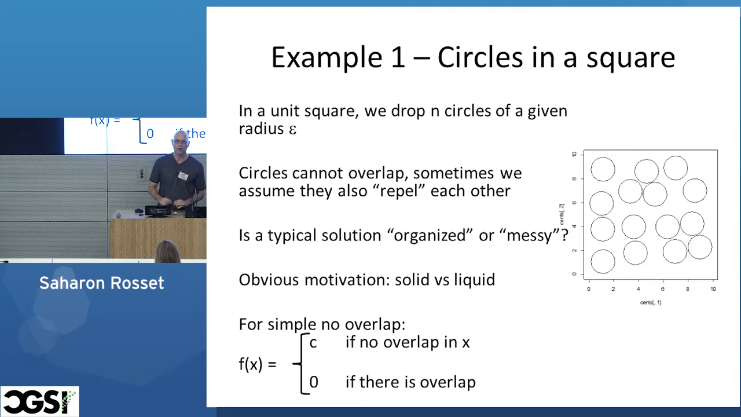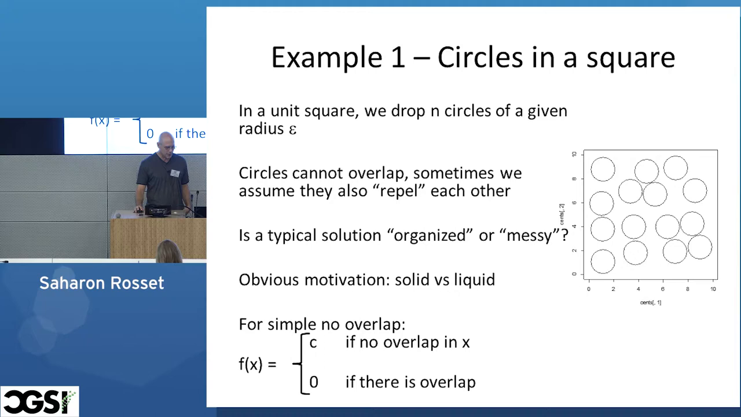And depending on how many circles I have, how they repel each other, and so on, the answer might vary. Okay? Now, what about this F? Given some bunch of circles in a square, what's the F that would correspond to this probability distribution?